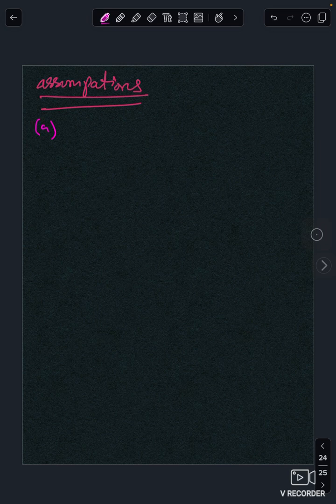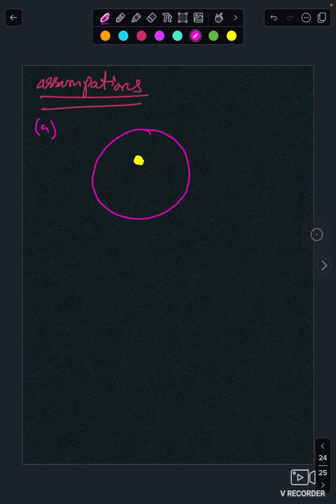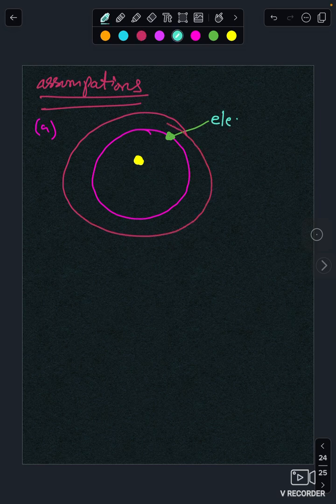The electron revolves round the nucleus in circular orbits, meaning if this is a nucleus, this is the electron revolving.